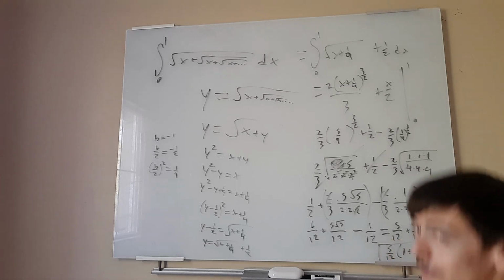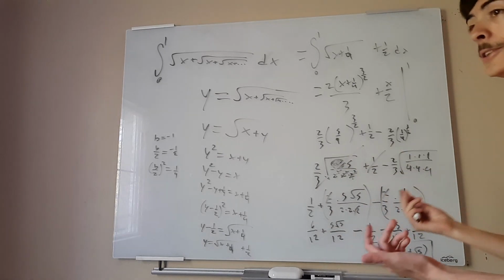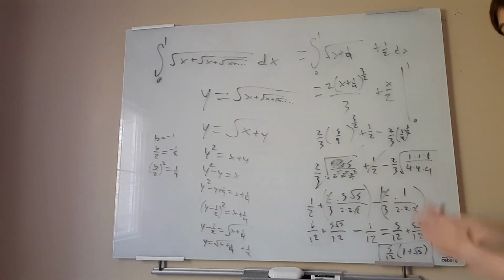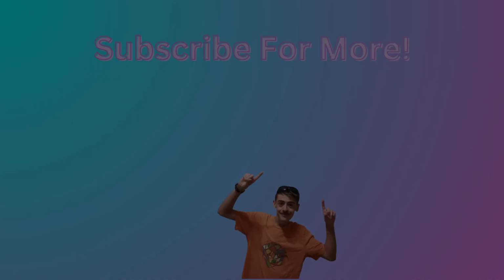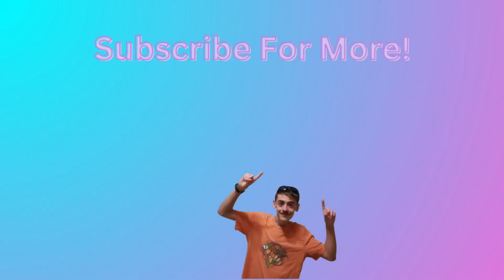And that was a lot of simplifying work because we don't have the ability to use calculators in integration bee. But this is our final answer: 5 over 12 times the quantity 1 plus root 5.